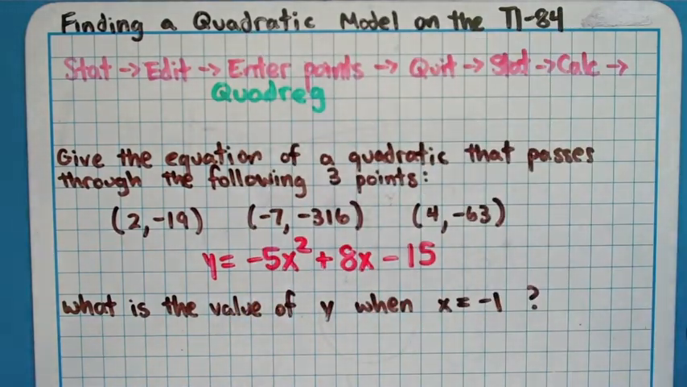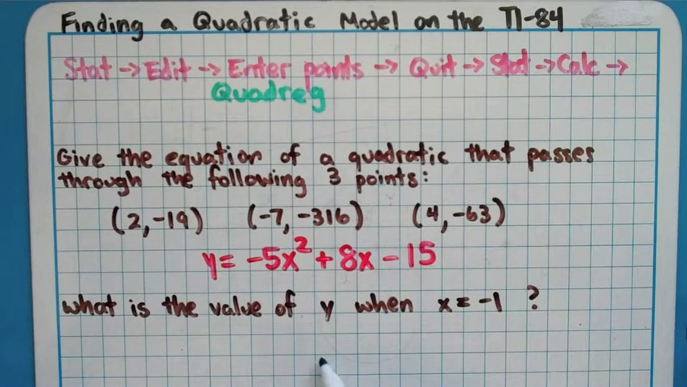So this is the process you're going to use if I ask you to give an equation that goes through 3 points, or if I was doing a word problem where it said to find a quadratic model for it. It's just the easiest way to go about it. And in a word problem, they'll often ask you to plug in a certain value to solve. I didn't have a word problem on this slide, so I just made up a question right here.